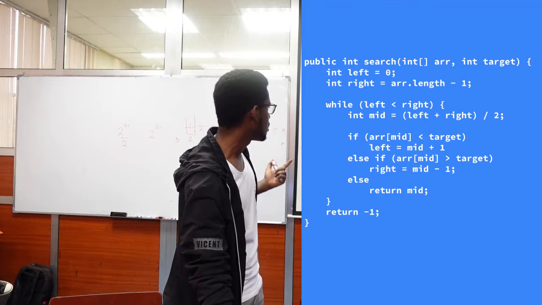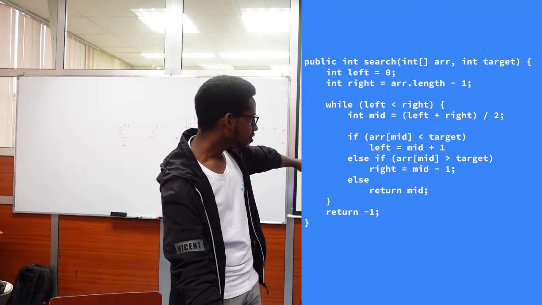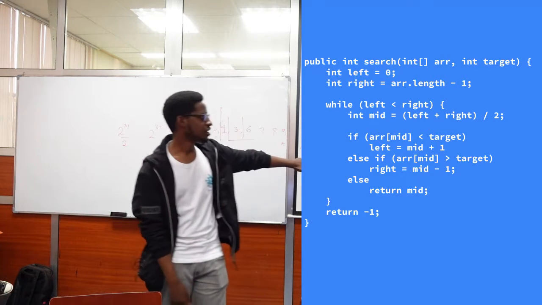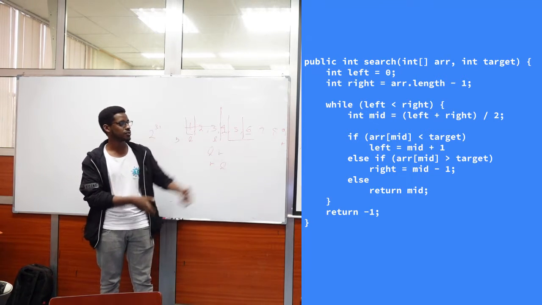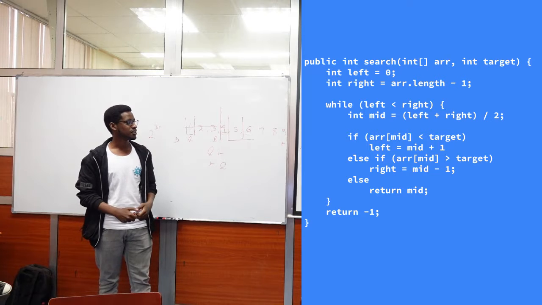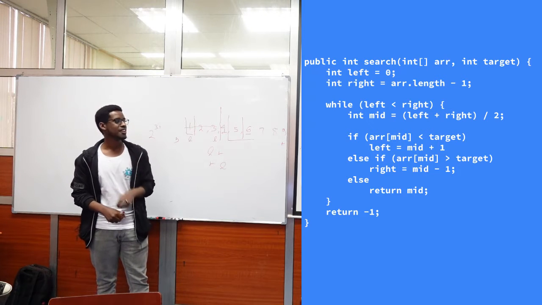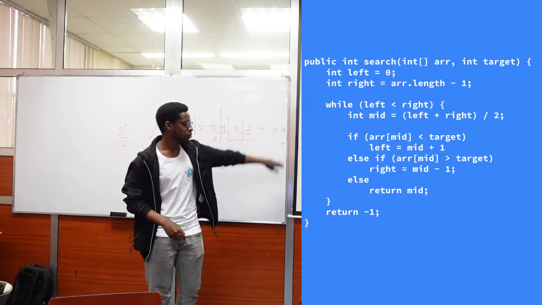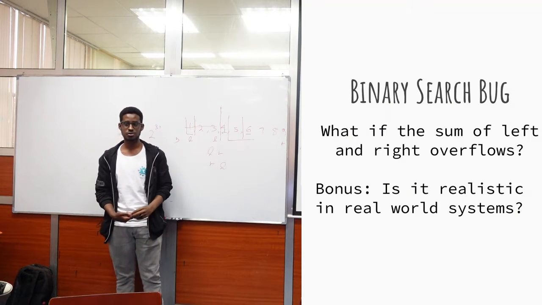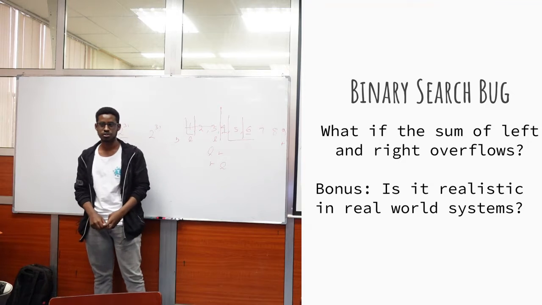There's actually a code that was found in Java for like 9 years, and it was a bad implementation, I guess. But it has a history of like 20 years. And also a bonus question, is it realistic in real-world systems to have a memory size of 2 raised to 31?